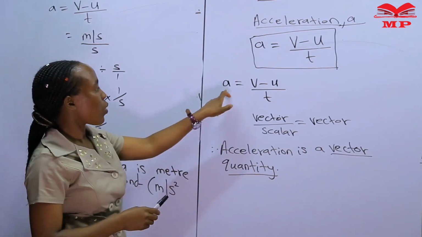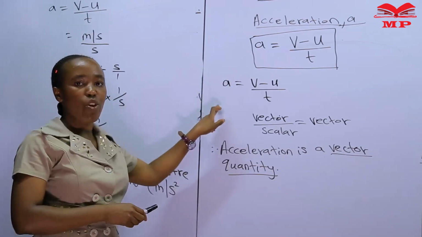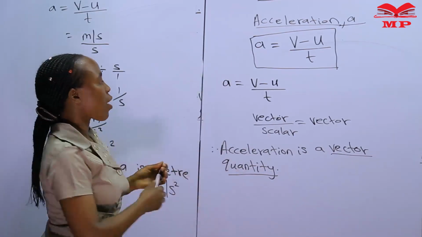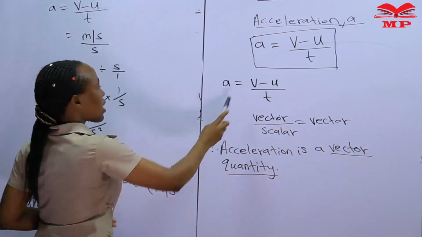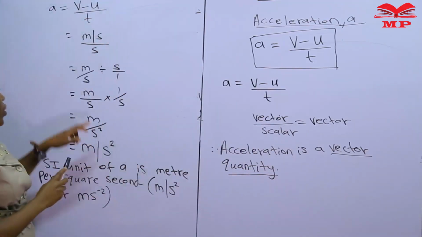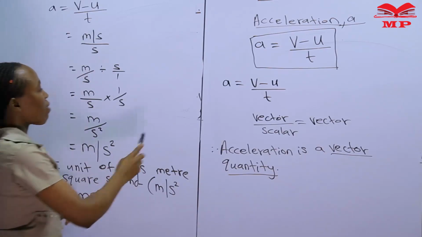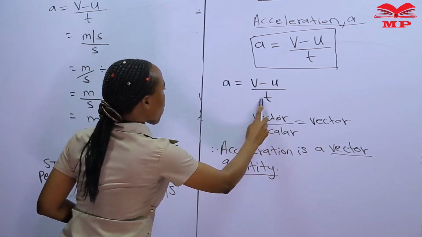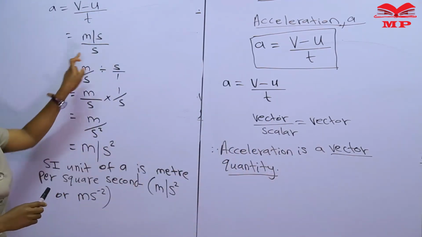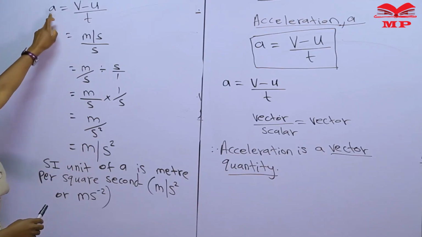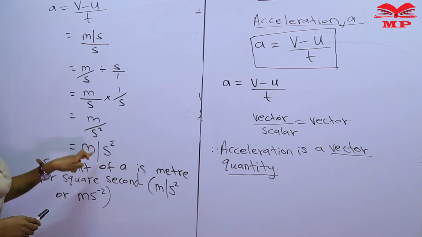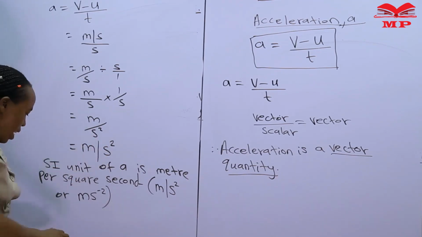And always note, whenever you want to get the SI unit and you have a formula, you need to get the SI unit for the numerator, that is the change in velocity, which is meters per second, and then the SI unit of the denominator, that is time, which is seconds. And when you divide, you are going to get that the SI unit of acceleration is meters per square second.